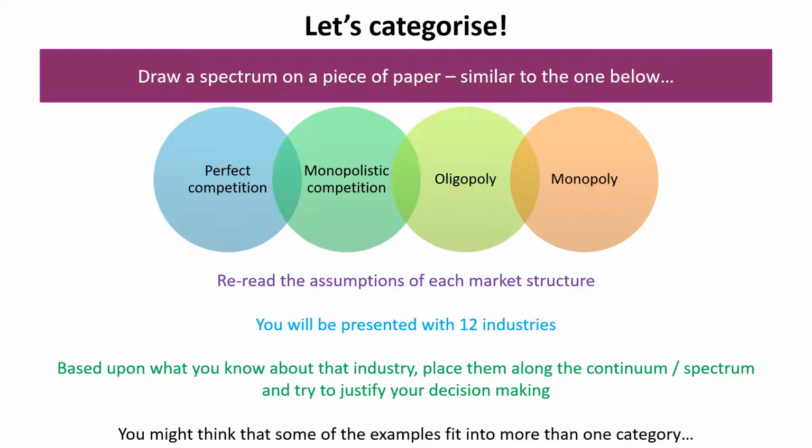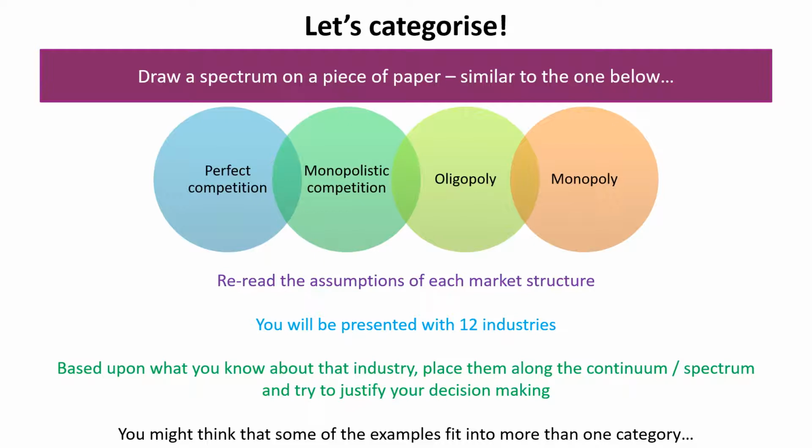So for each of those 12 industries, based on what you know about those industries, try and work out which of the market structures you think they fit best with. Place them on that spectrum and try and justify your decision making. So put down a couple of reasons about why you've put each of those in that particular position. And as it says at the bottom there, you might think that 1 or 2 of them fit into more than one category. That's not a big problem.